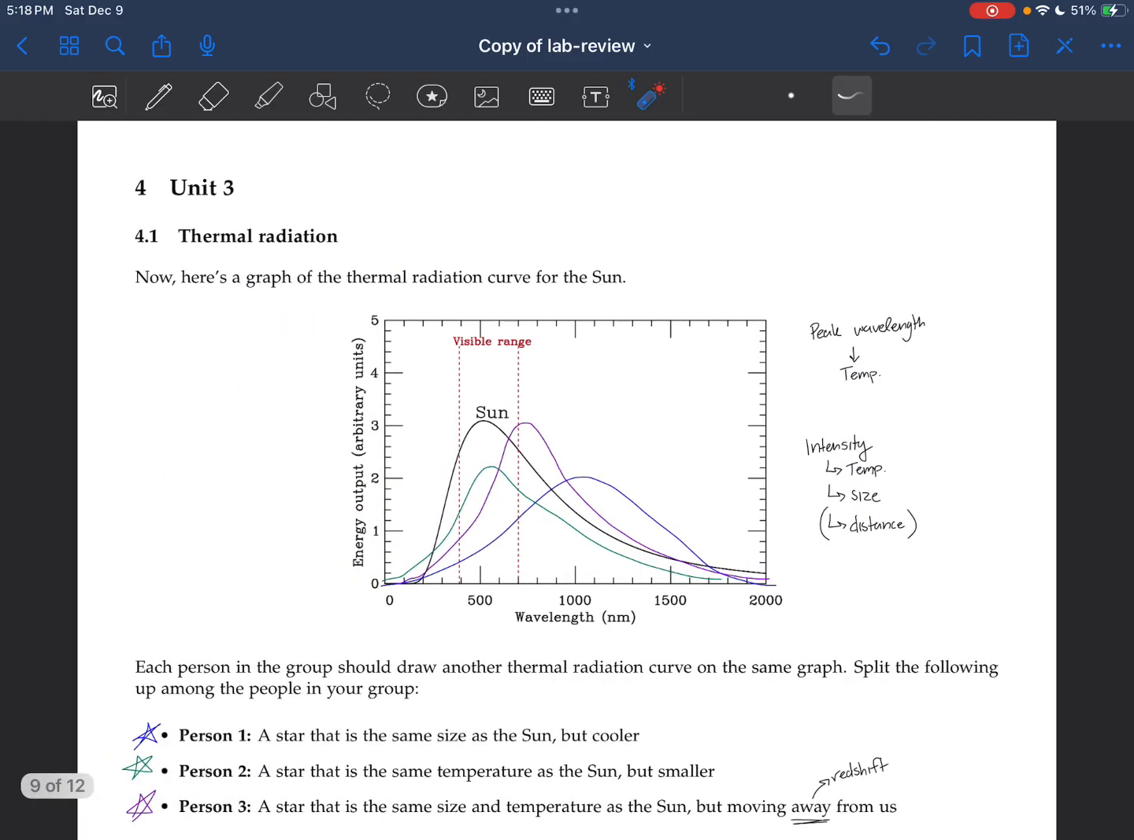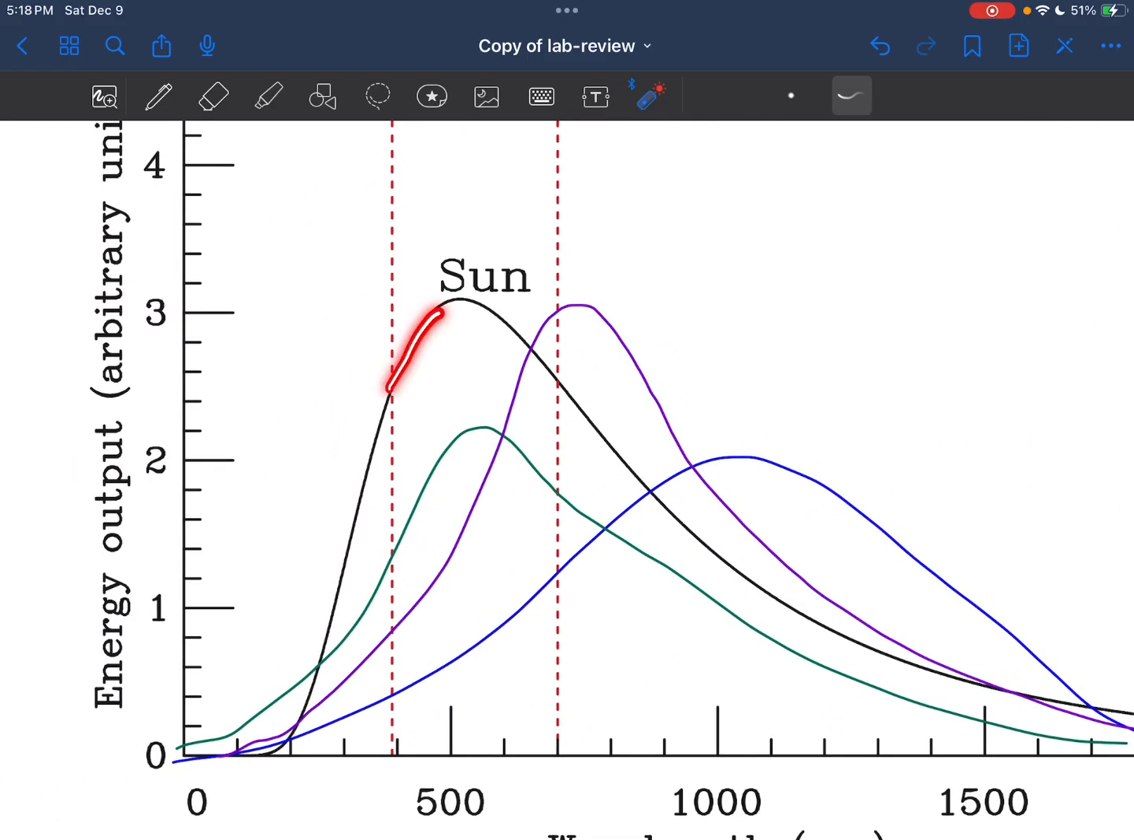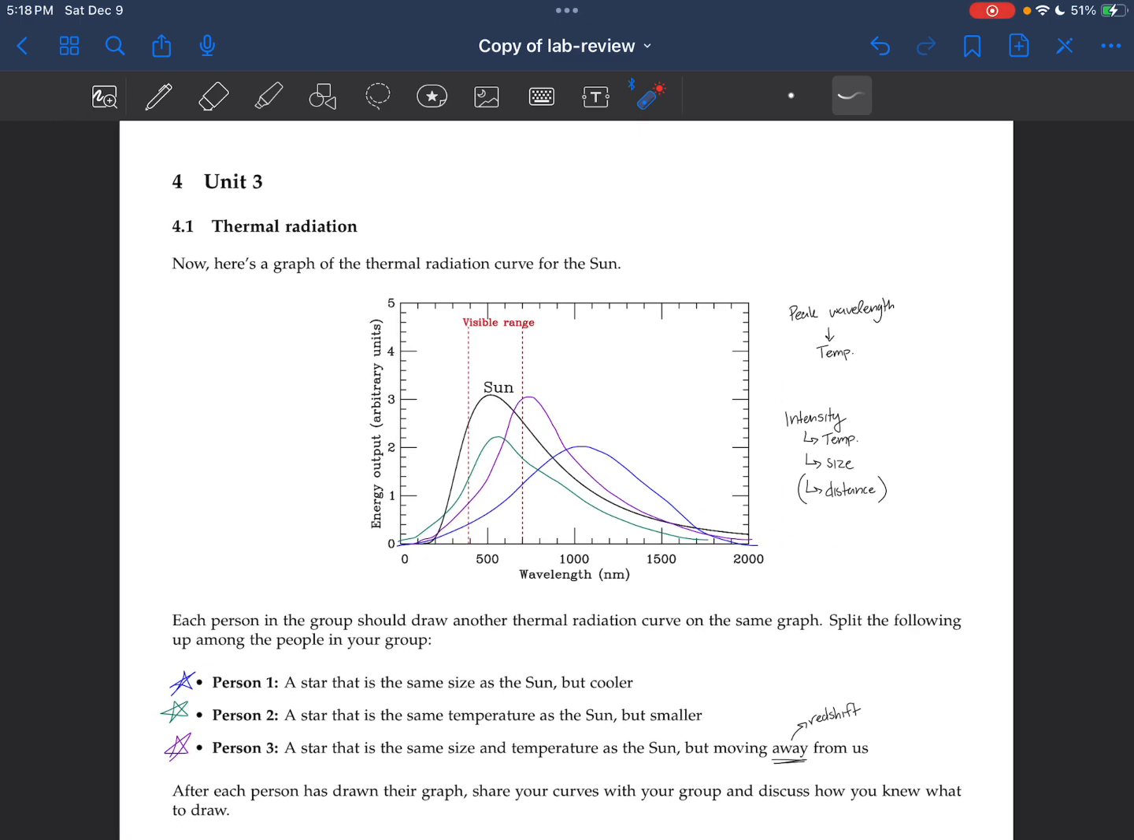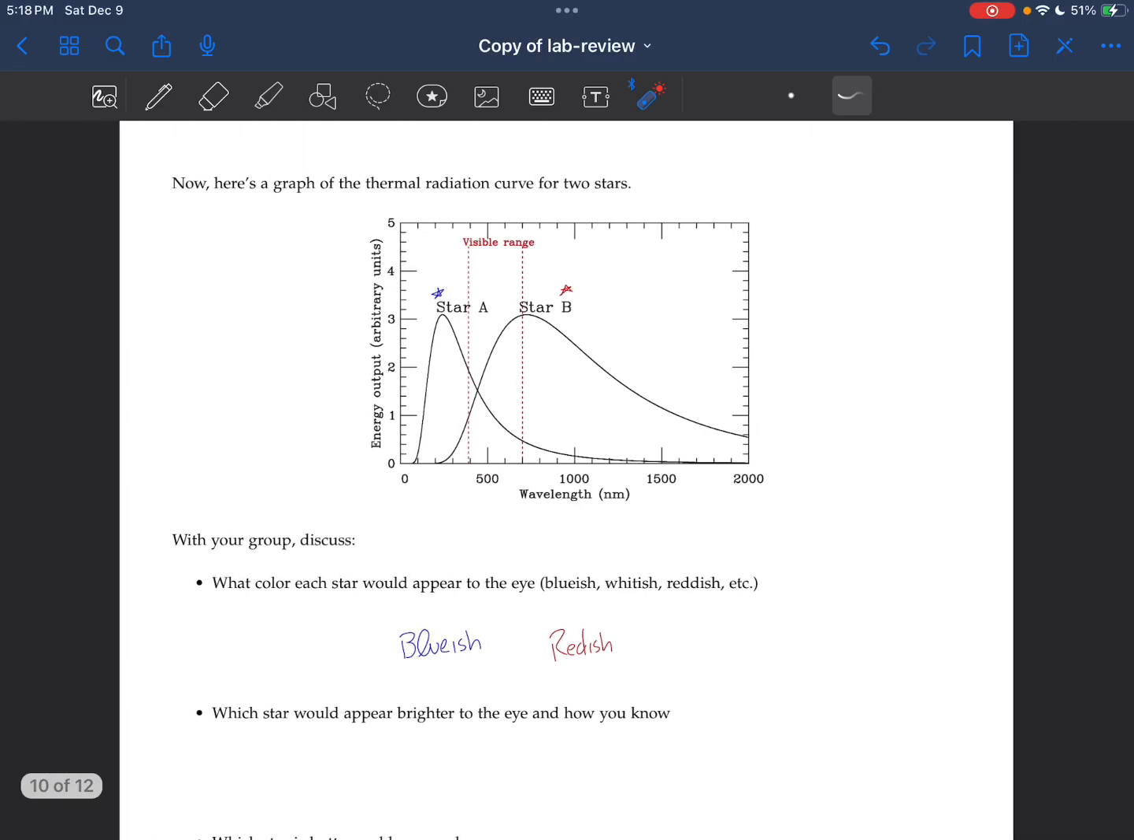If we come back and look at the sun, it kind of peaks in the middle. So it's emitting roughly the same amount, right, of red and blue and everything in between. There's a little bit of a difference, but not enough to cause the difference in color. So the sun will appear whitish. We can look outside and see that.